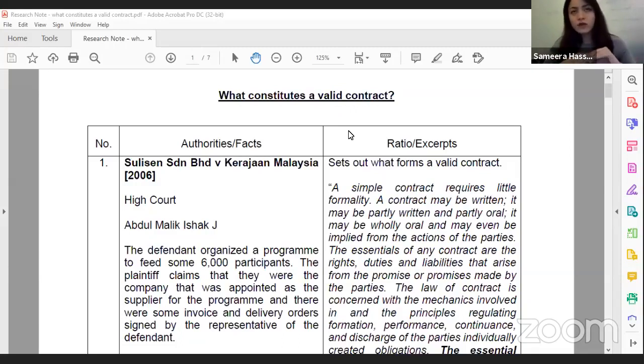Moving on to the third element, which is the intention to create legal relations. I think this is straightforward as well. When you want to be in a contract with someone, of course, you have to have the intention to be bound by the terms of the contract. There can be an offer and an acceptance, but if the intention is not there, and when you bring the matter to court, upon scrutiny, it is found that there is no intention to be bound by the terms whatsoever, then the contract is not valid.